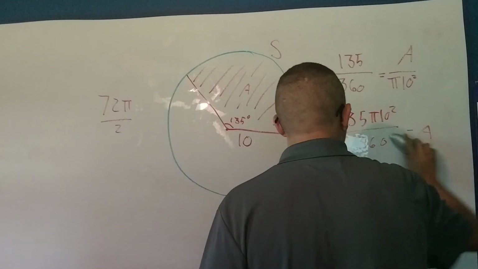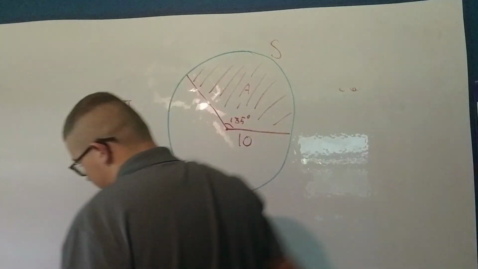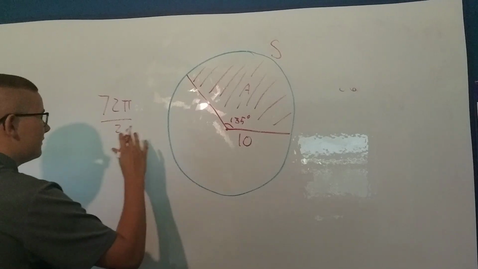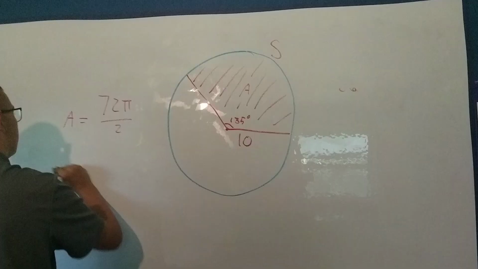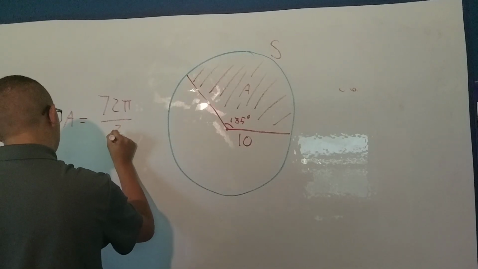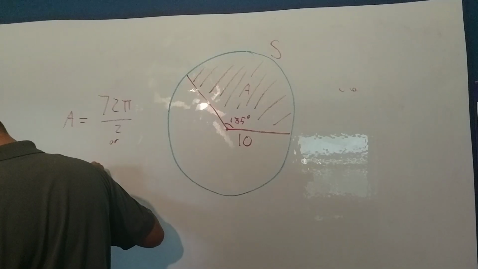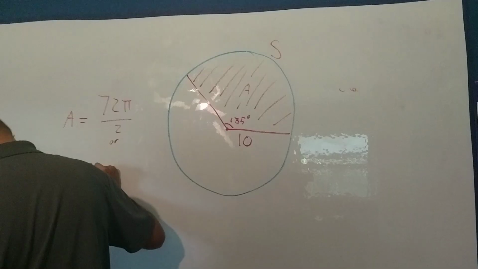I'll put both answers, 117 and 72 pi over 2, which is more accurate instead of just rounding off, but it's all right. 117.809.